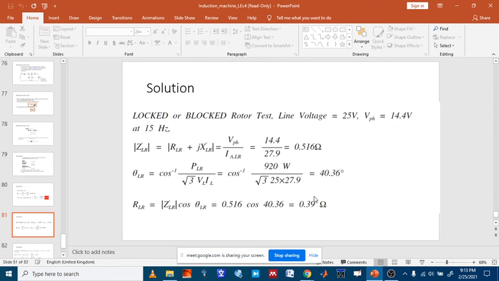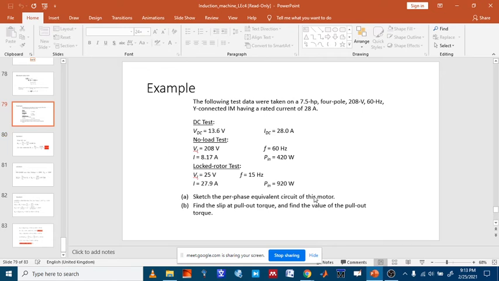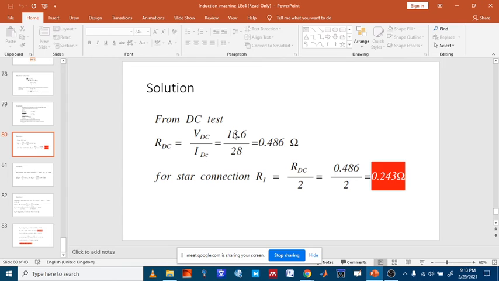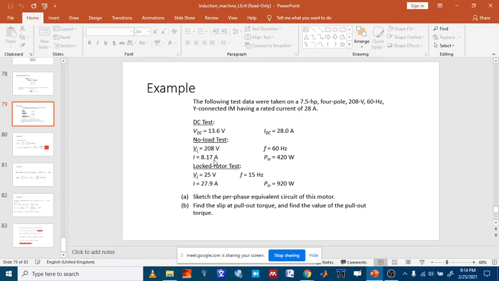For this, from the DC test, we know VDC and IDC. Therefore, RDC is given by VDC over IDC, and VDC is given to be 13.6 volts, the IDC 28 amps. So we get this. The stator is star connected. Therefore, R1 should be equal to RDC over 2. So now we get R1 to be 0.243 ohm. You get it? Let's move on to the no load test.